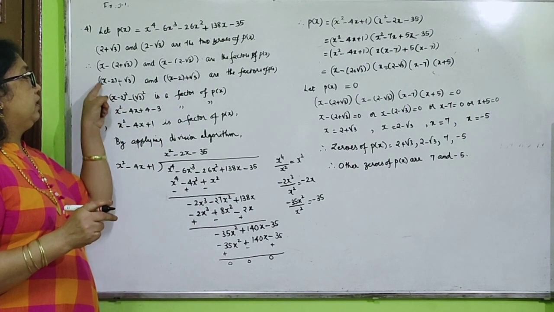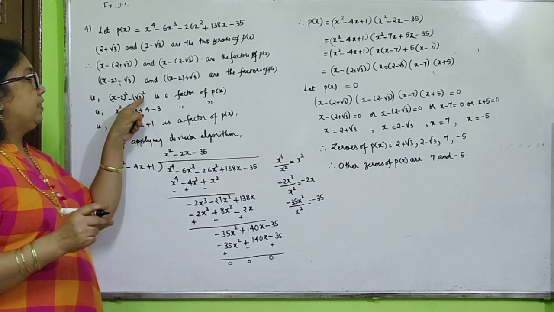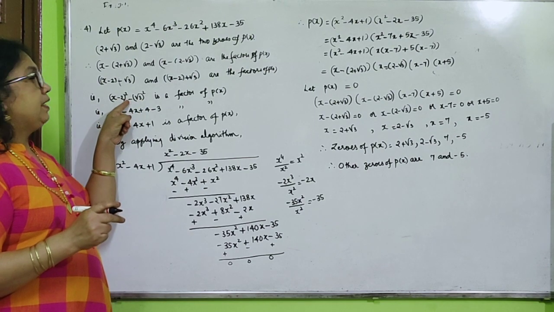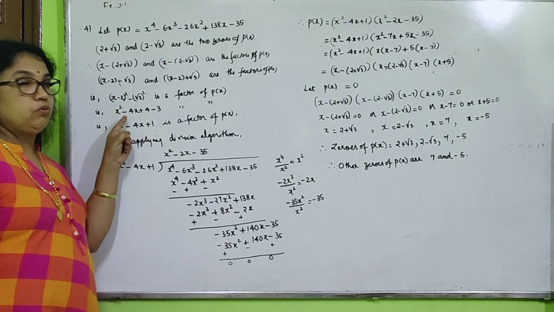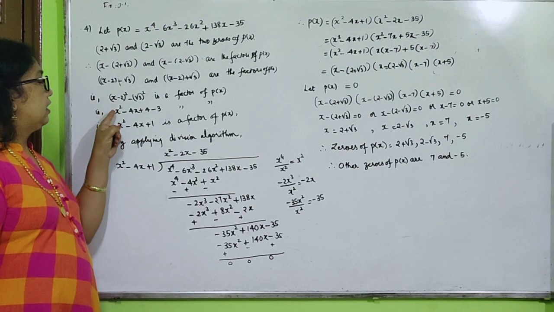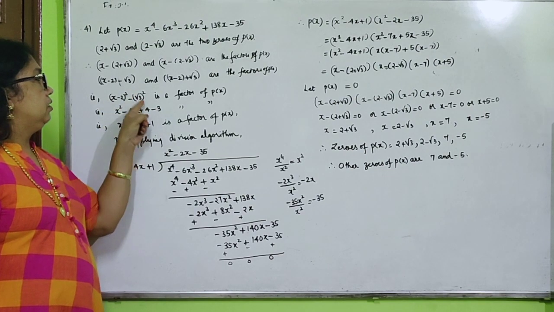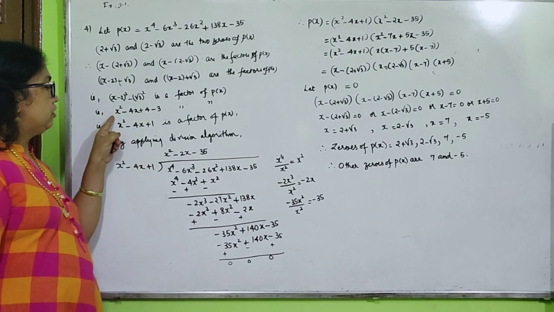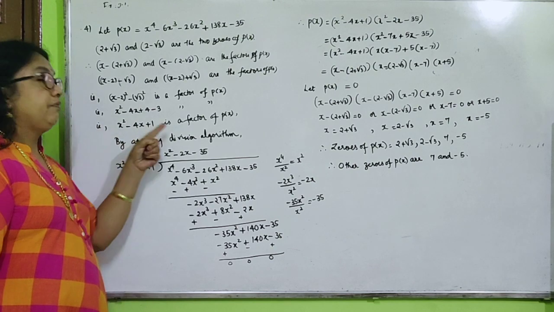So a square, a is x minus 2, whole square, minus root 3 square. A minus b whole square is a square minus 2ab plus b square. So I expanded it. Minus root 3 square is 3. Now on simplification we will get this. So this is the factor.